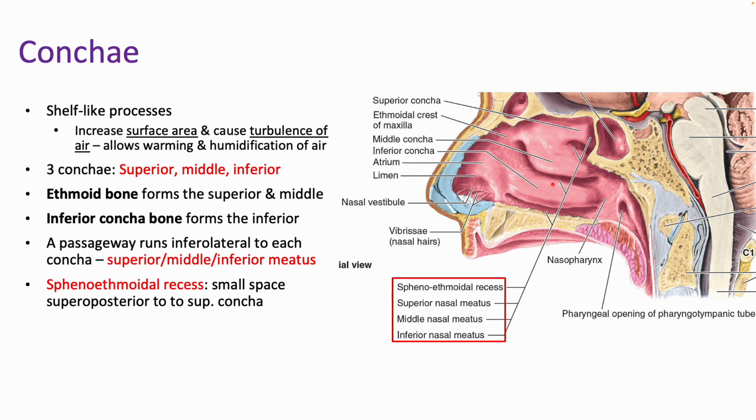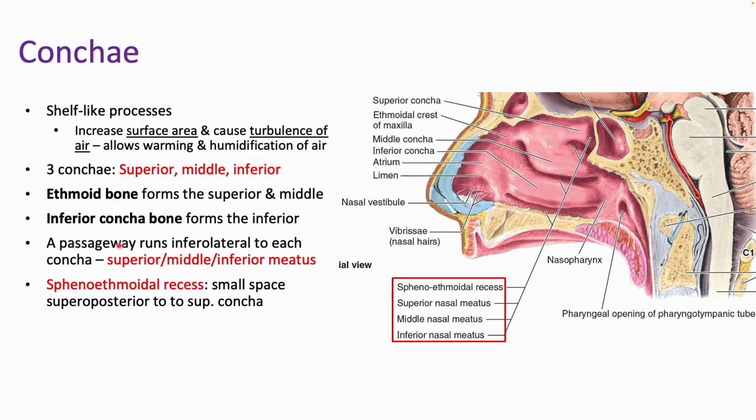And so the three conchae are formed by bones that stick out, and then the mucosa lines them. The ethmoid bone forms the superior and middle concha. The inferior concha has its own bone. So the biggest one, the inferior one, has its own bone, which is the inferior concha bone.